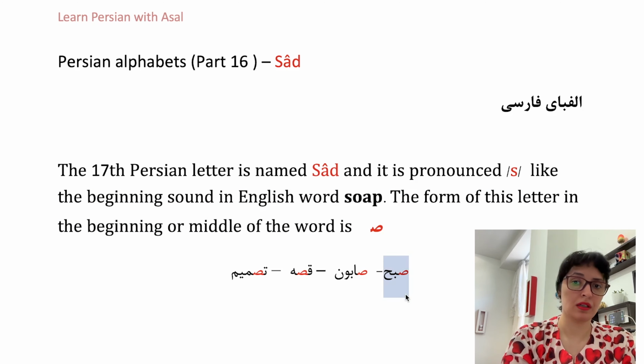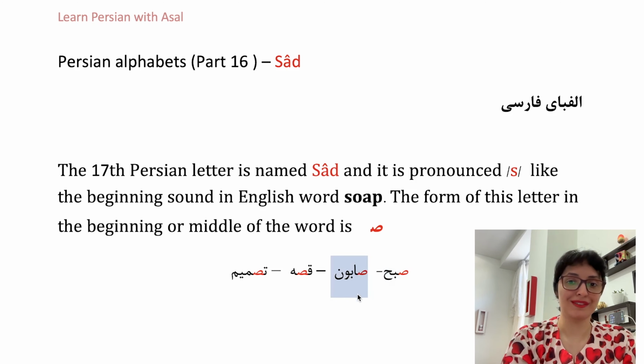Sob. In spoken Persian, we usually omit the h and we say sob. Soap. Sabun. And sabun means soap. Qisse. Synonym with dastan.